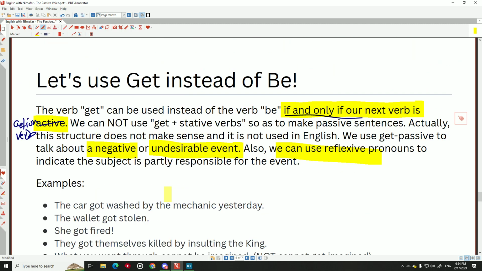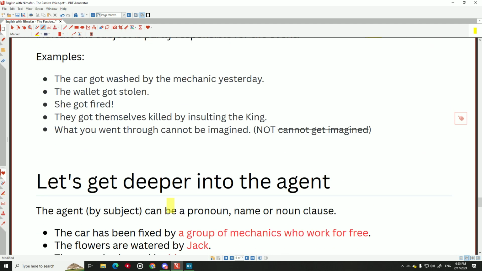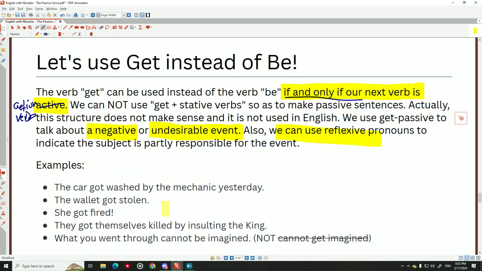So when you talk about a negative or undesirable event, I got fired, he got murdered, he got sick, something like that. You can also use reflexive pronouns like myself, yourself, themselves to show the subject is partly responsible for the event. Like this one. They got themselves killed by insulting the king.